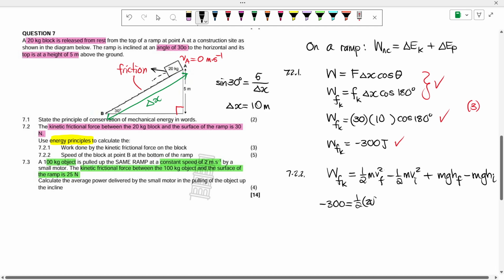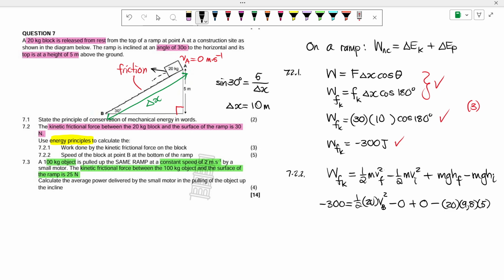The mass is 20. V final, I'll call it VB squared, minus initial speed is 0, so that term falls away, plus half mgh final, height is 0, right? So that falls away, minus mgh initial, this initial height, so 9.8 into 5. If you have a question, please ask before we move on. Then anyone with a calculator can help us.